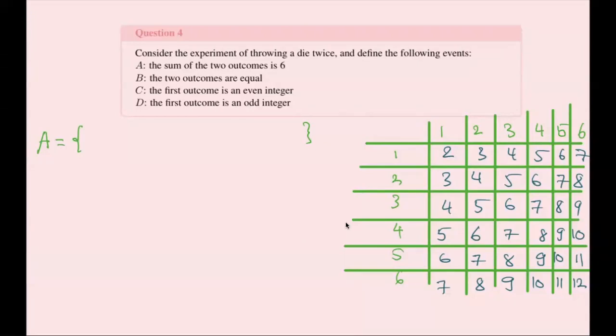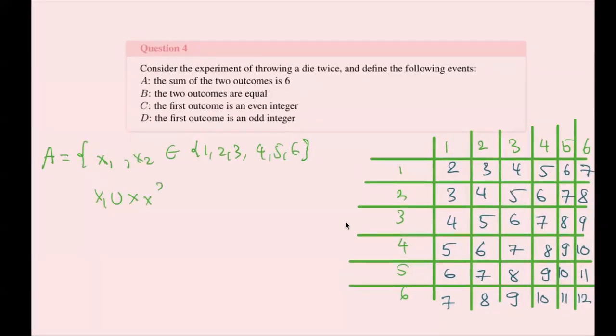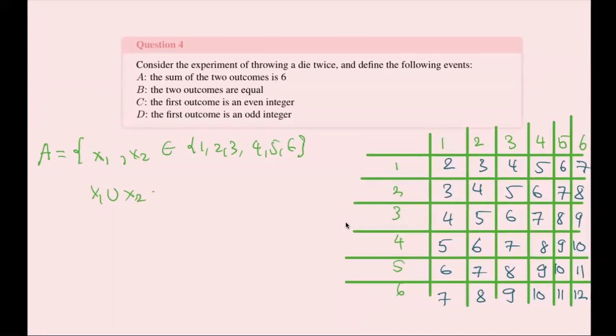S equal to x1, x2. Let's see. I'm not quite sure what you mean by the union symbol there. So you have x1, x2 belongs to 1, 2, 3, 4, 5, and 6. And then you say that x1 union x2 equal to 6. Is that what you say? This one, right?